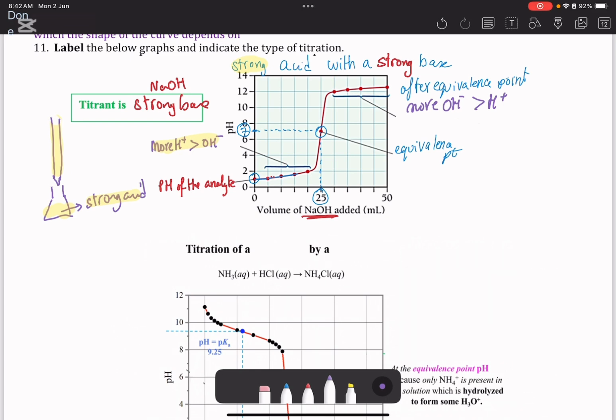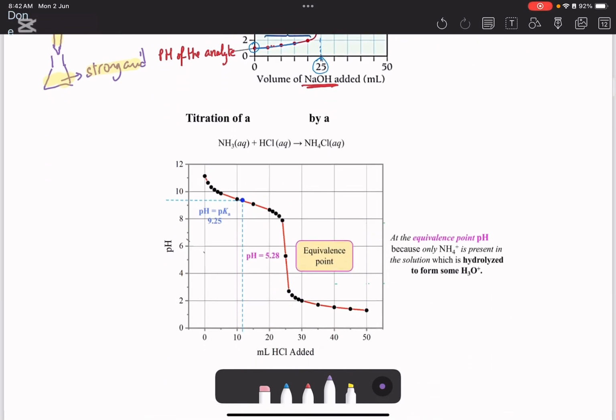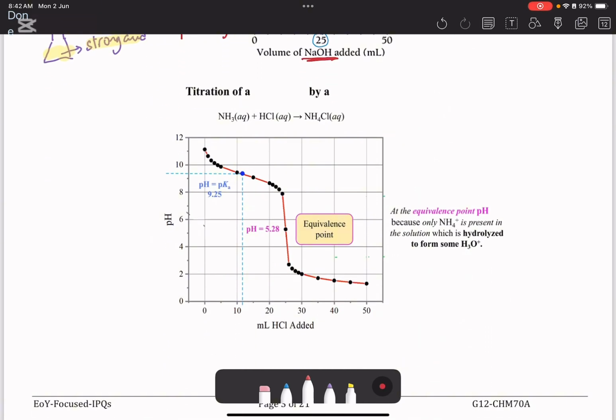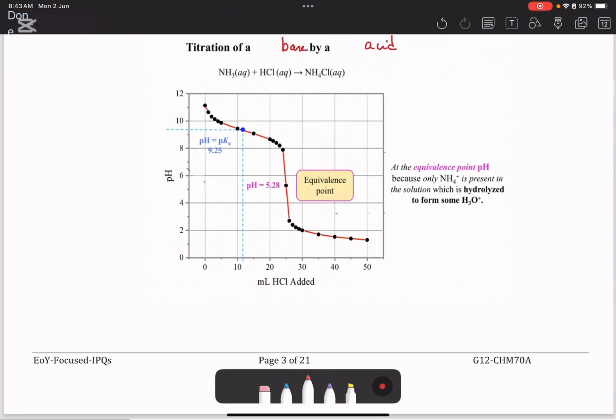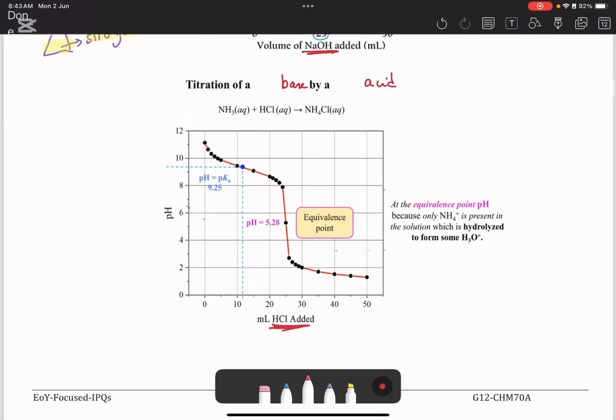Now let's continue with another example of a titration curve. Here we have a titration of a base. So let me start. This curve starts from up and goes down. So it means I am titrating a base by an acid. Now, here, the titrant, always you can get the nature of the titrant from the x-axis. The titrant is a strong acid.